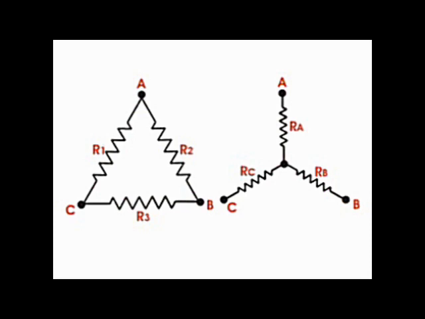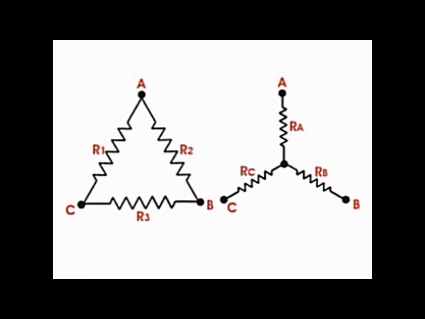Sometimes it is very much required to transform a delta connection in an electric network to star for simplifying it. For delta to star transformation, we will first consider 3 points A, B and C on a network where a delta is connected as shown.